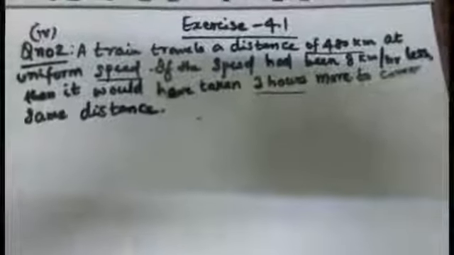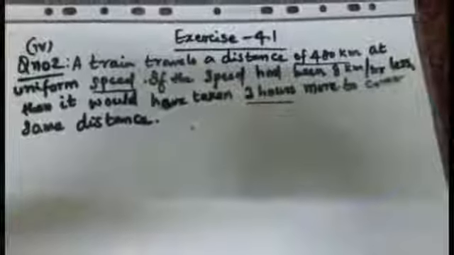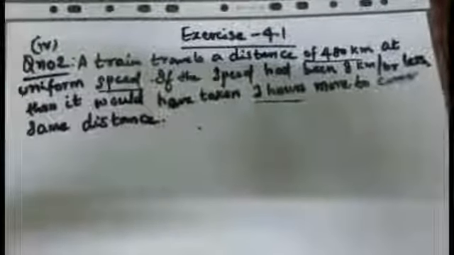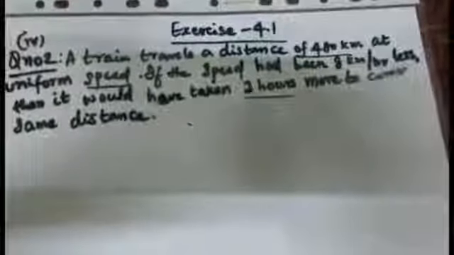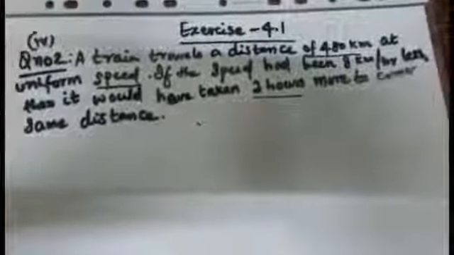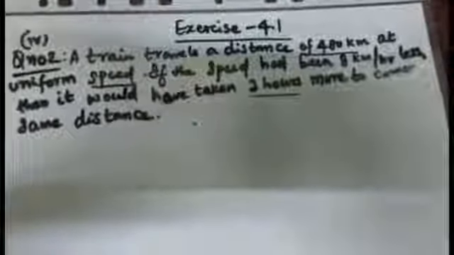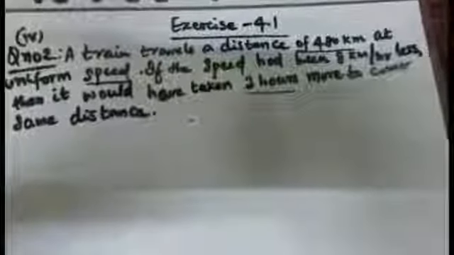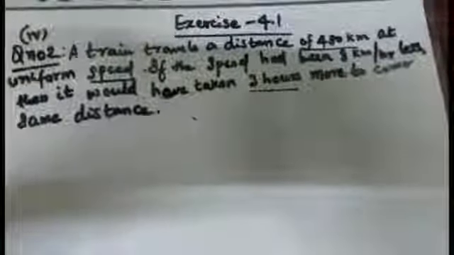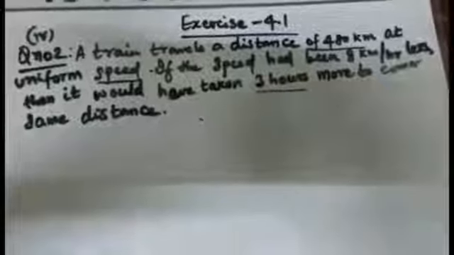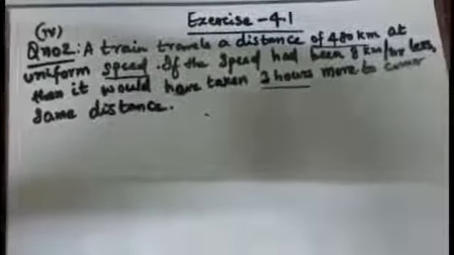So let's start the session today. Now let's start exercise 4.1, question number 2, fourth bit, which we had left in the last session. It says that there is a train which travels a distance of 480 km at a uniform speed. So as usual, the train covers 480 km in some time. But it is telling what would happen if the speed is reduced by 8 km per hour. So it is saying that it will take more time. It is common sense that if you decrease the vehicle speed, then it will take more time to cover the same distance.